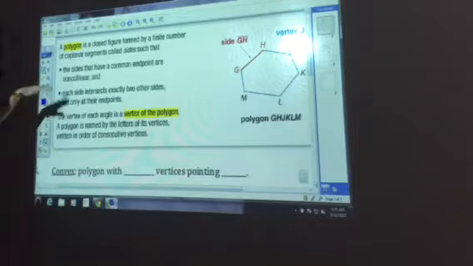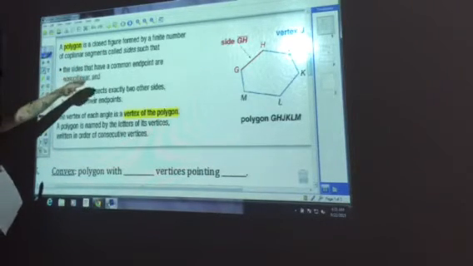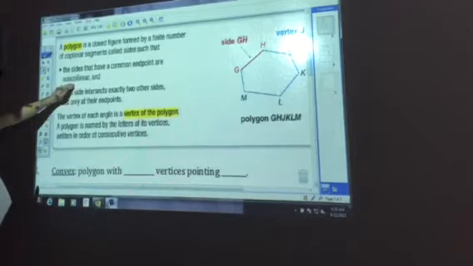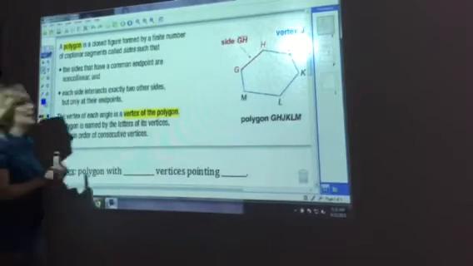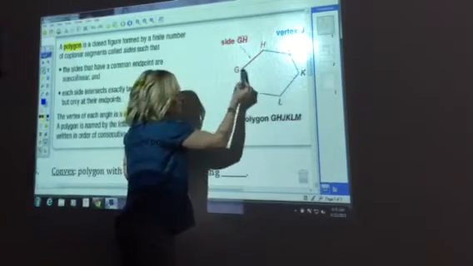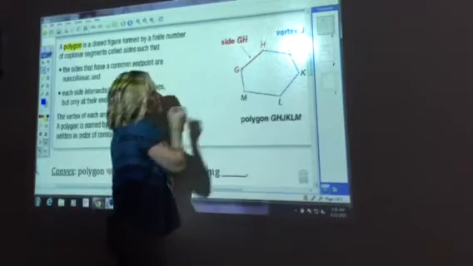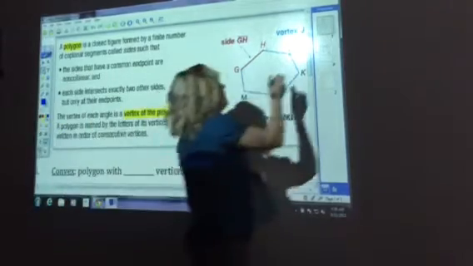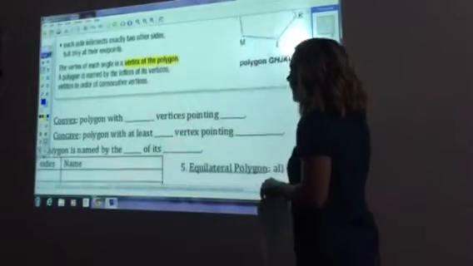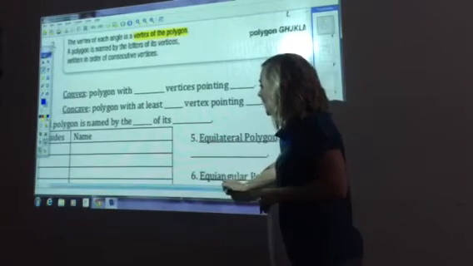It has to have two things. It has to be a closed figure. It has to have sides that have a common endpoint that are non-collinear, and each side intersects exactly two other sides. So you can't have another segment in here or anything like that where there's three segments that intersect vertex G, okay? Only two.